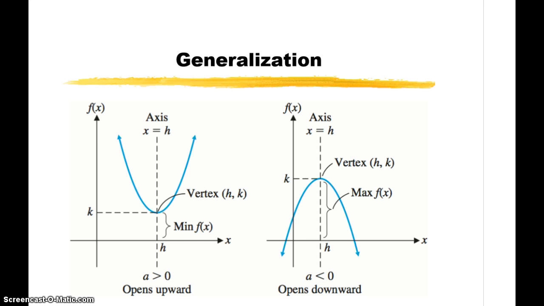We have the vertex. The vertex also helps us define the line of symmetry, this axis here, x equals h. The vertex is either a maximum, as seen here, or a minimum. And the parabola opens up if a is bigger than 0, and opens down if a is less than 0.